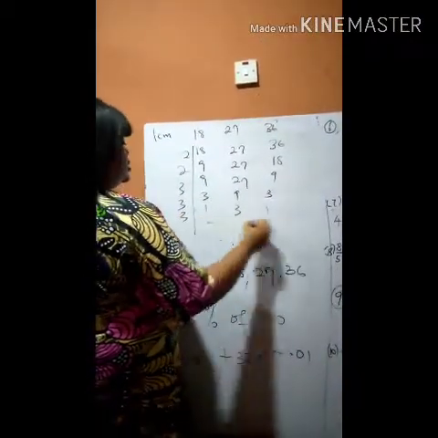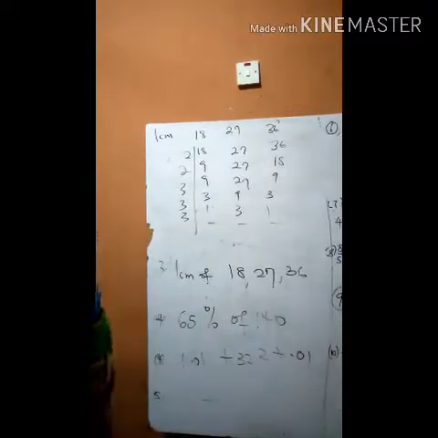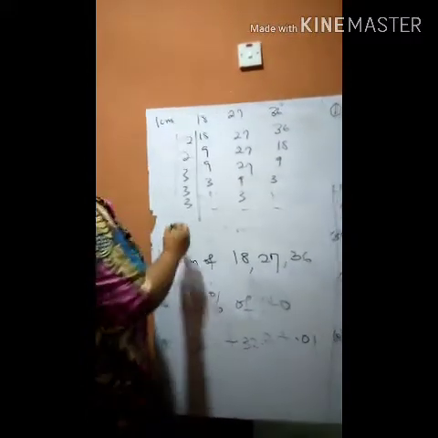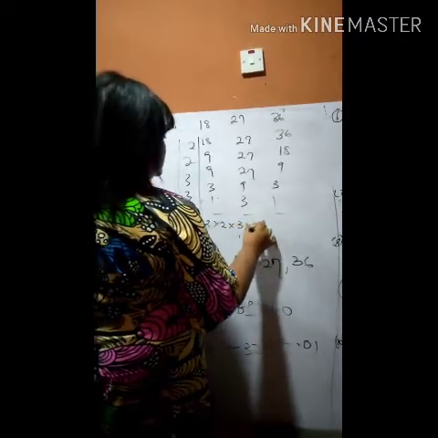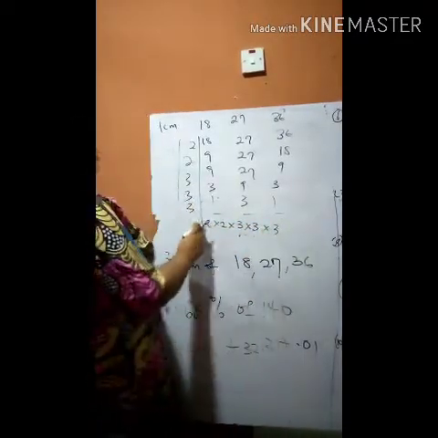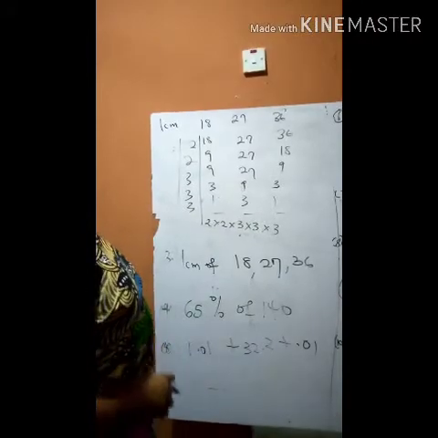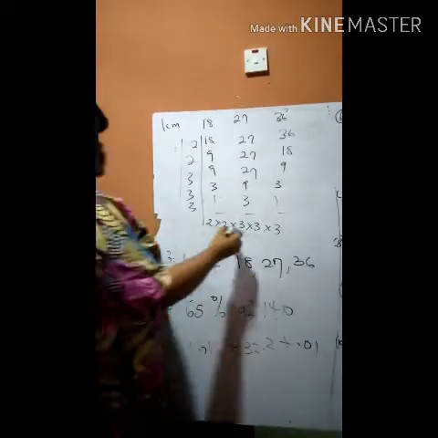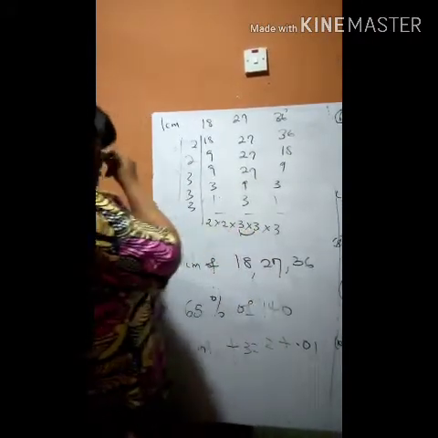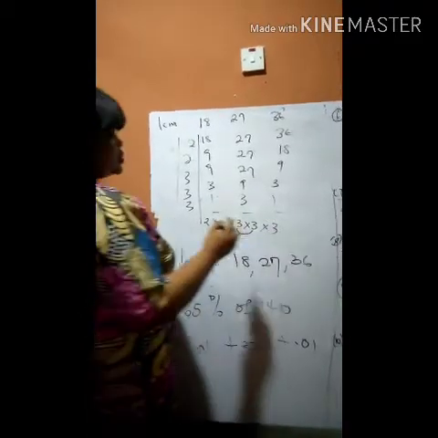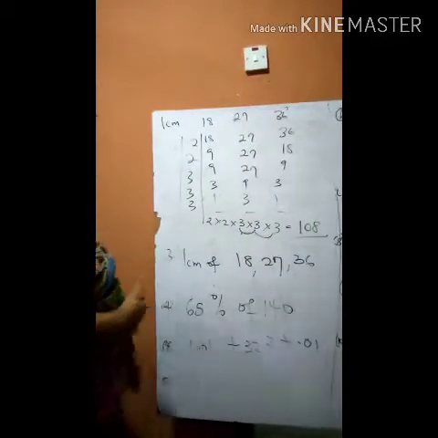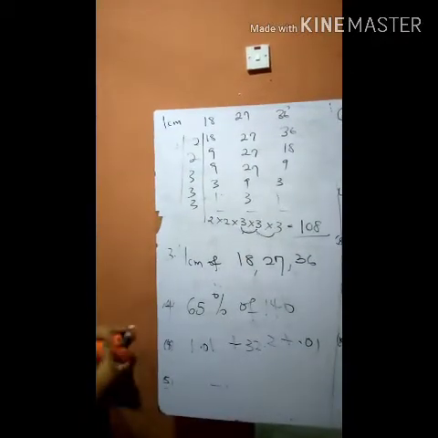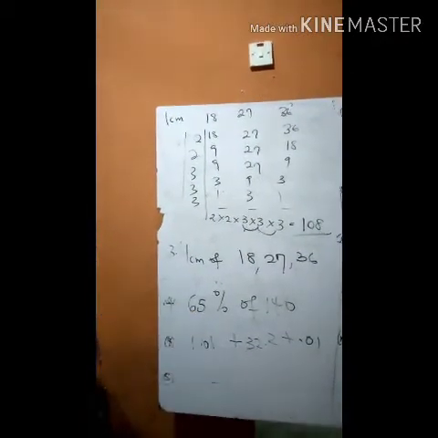3 here is 1, 3, 1. 3 here, nothing. So our final answer is this: 2 times 2 times 3 times 3 times 3. 2 times 2 is 4. 4 times 3 is 12. 12 times 3 is 36. 36 times 3 is 108. That's your final answer.